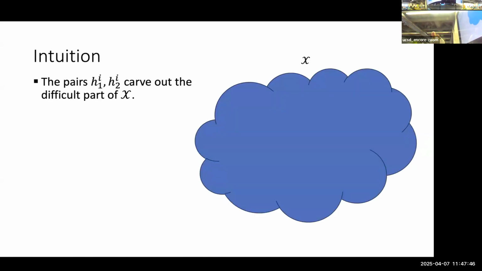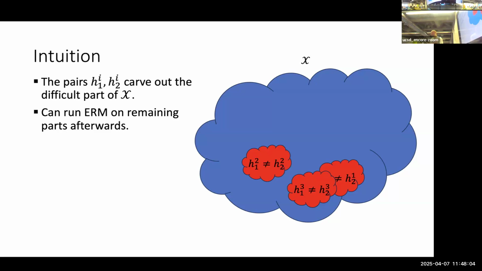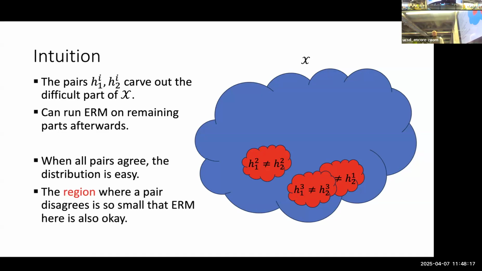So the intuition is really that every time we train such a pair, we're removing a little bit of the difficult part of the input domain. Whenever they disagree, this is the difficult part, we remove it, and we train a bunch of those. And then everything that is left, we have reduced this tau enough that we can run empirical risk minimization on it afterwards and get the optimal boundary. That's the main idea. So you just run empirical risk minimization there, because when all pairs agree, the distribution has become very easy. We drove the tau sufficiently down.